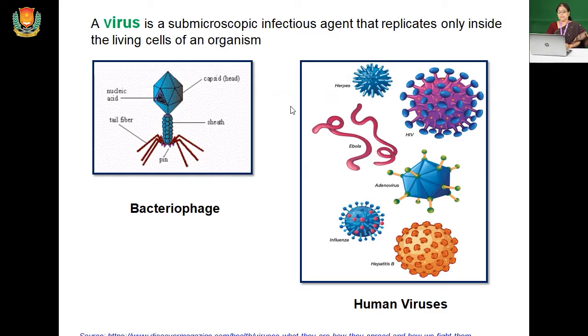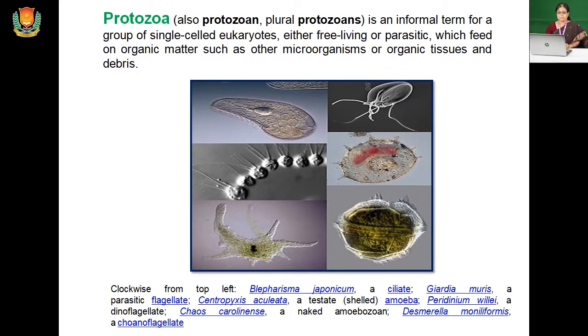Right, we are seeing here the human viruses like herpes virus, HIV, Ebola virus, adenovirus, influenza virus and hepatitis B. Now coming to protozoa, which is an informal term for a group of single-cell eukaryotes. They are either free living or parasitic.